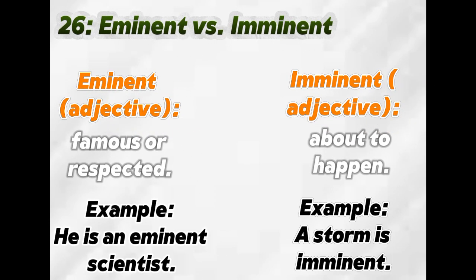Now, let's look at eminent and imminent. Eminent is an adjective meaning famous or respected, like he is an eminent scientist. Imminent is an adjective meaning about to happen, like a storm is imminent. So, eminent refers to fame or respect, and imminent means something is about to occur. Got it. Awesome.